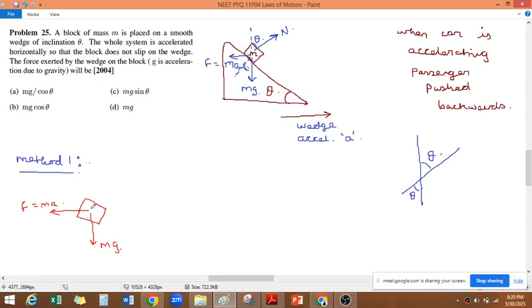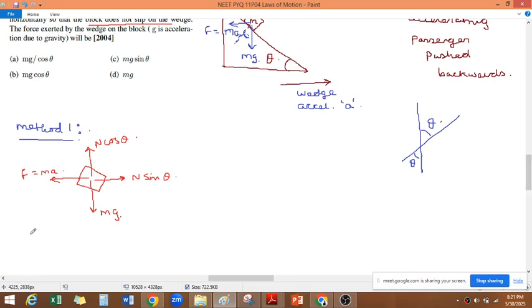Normal reaction, I am going to write it as n cos theta and n sin theta. So I am writing this n into two different components. Why would I do that? Because, listen carefully, the block does not slip on the wedge. So that means the block is not moving at all. You should know that sigma F is equal to ma. Ma is 0 because it's not moving, which means these two should be equal.